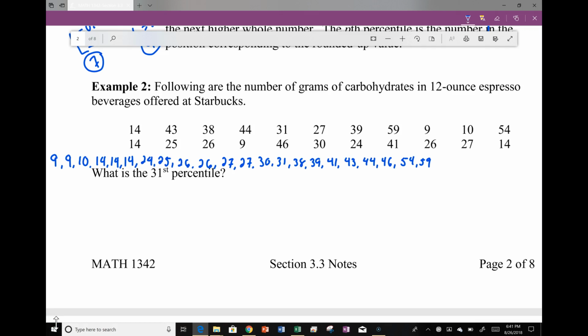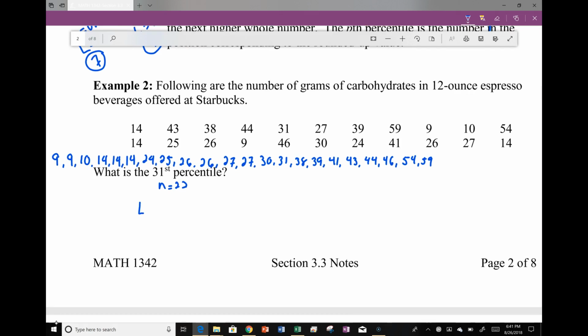Okay, so I have put these values in order from the smallest number up to the largest number of 59, and I want to find out which one is the 31st percentile. Looking here, I have 22 total values, so my N is 22. To find the location of the 31st percentile, I'm going to do 31 divided by 100, and multiply that by how many values I have. When I do this, I get 6.82.